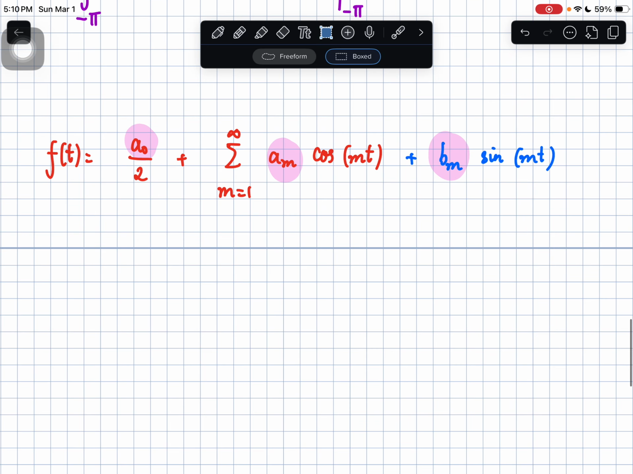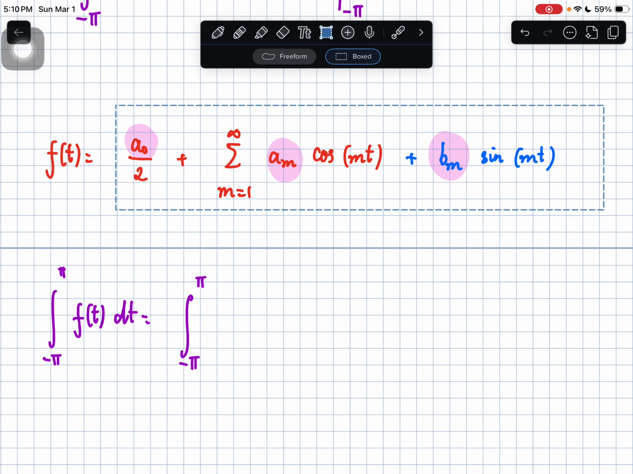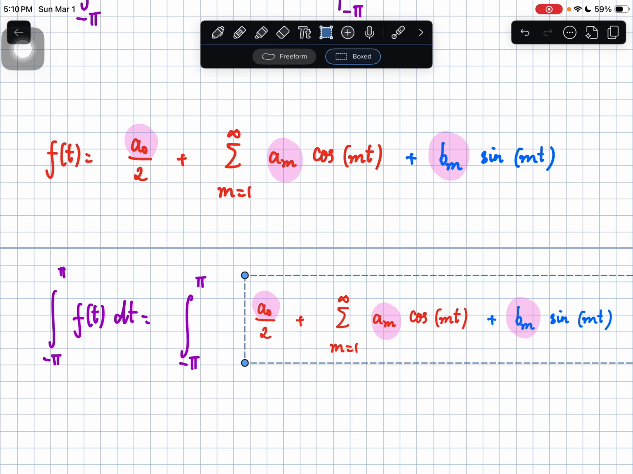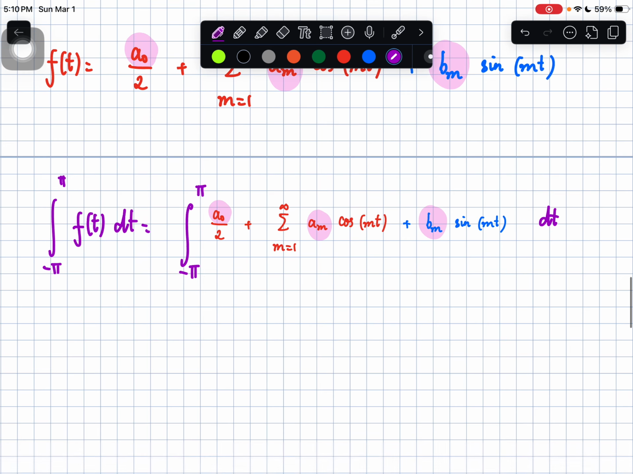For this function f(t), if we want to compute, say, a0 first, we will integrate both sides of this equation from minus pi to pi, f(t) dt. So integrate the right hand side, I have the integral from minus pi to pi of the right hand side dt. Now they are all summed, I can separate that term by term.